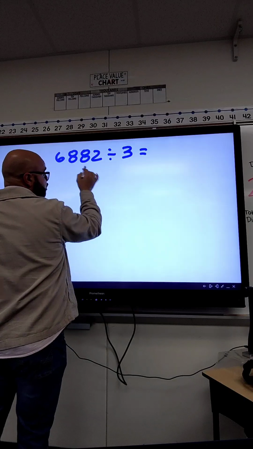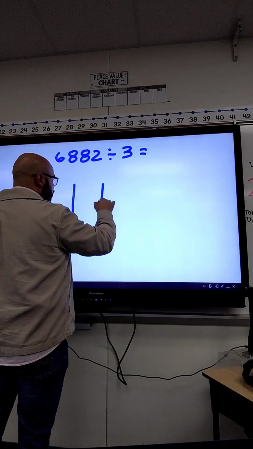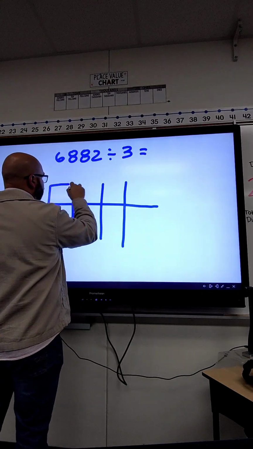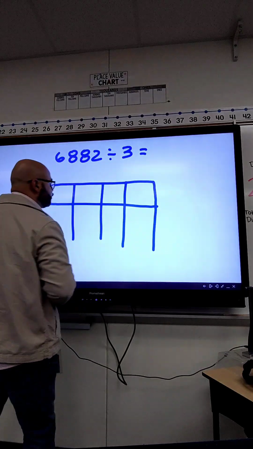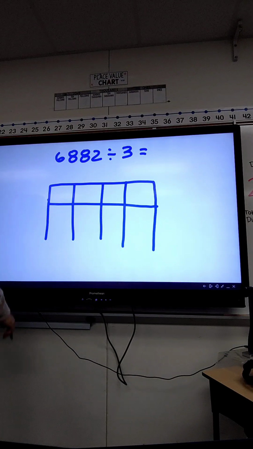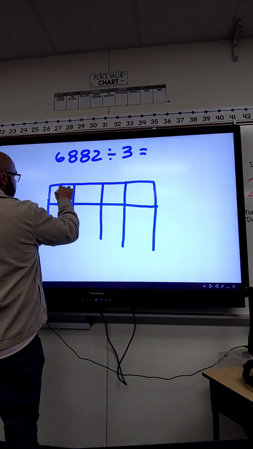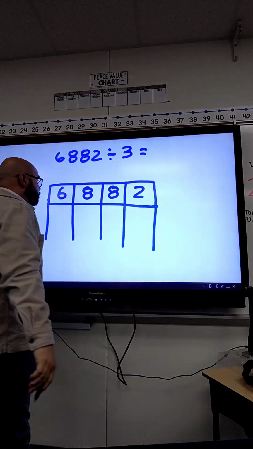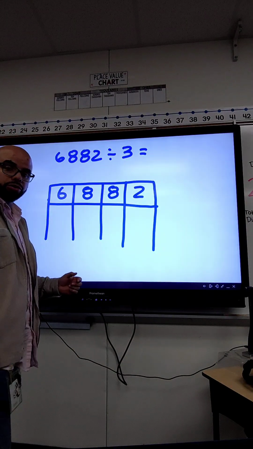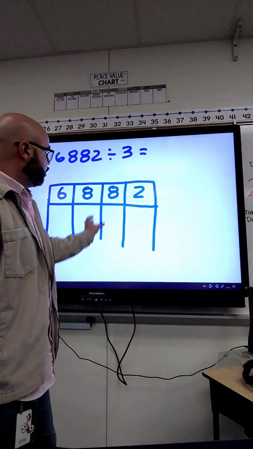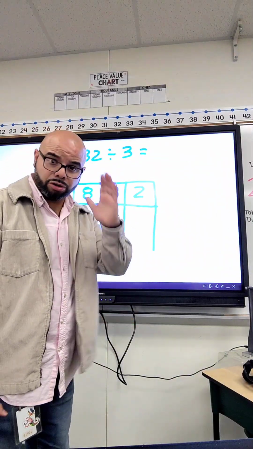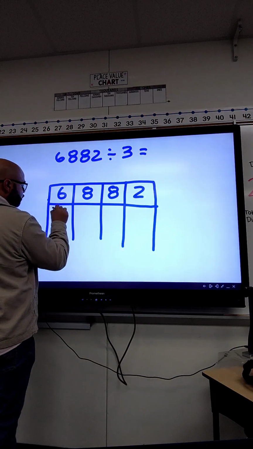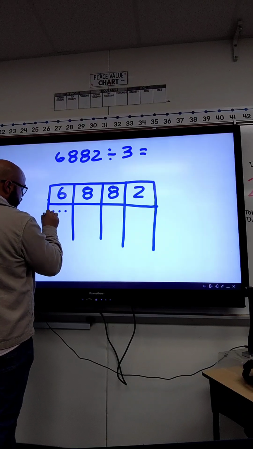Since this is a number in the thousands place, I'm going to draw 4 slots. This is how you build it. I'm going to take my dividend and write it up here: 6,882. Now, for every digit in your dividend, you're going to draw dots, starting from the thousands place. So here we go: 1, 2, 3, 4, 5, 6.